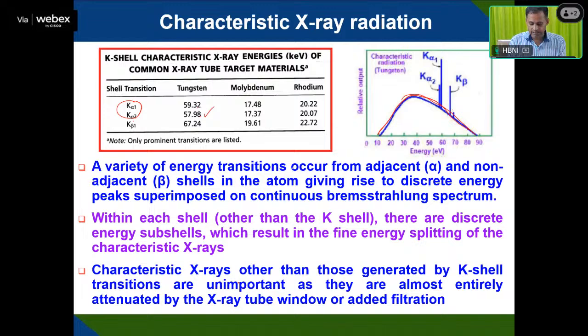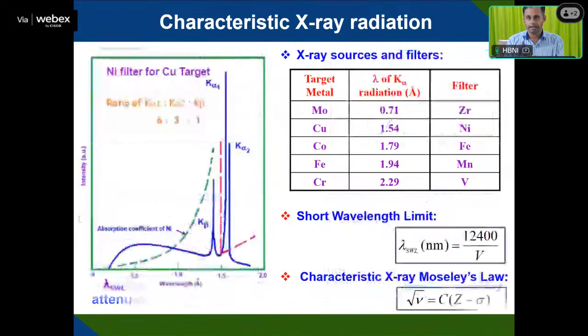The characteristic X-rays other than those generated by K-shell transitions are mostly unimportant. They are almost entirely attenuated within the X-ray tube or filtered by using some filter. So mostly we are interested only in the K-shell for X-ray diffraction studies or any major source material in XPS or other X-ray, small angle X-ray techniques.